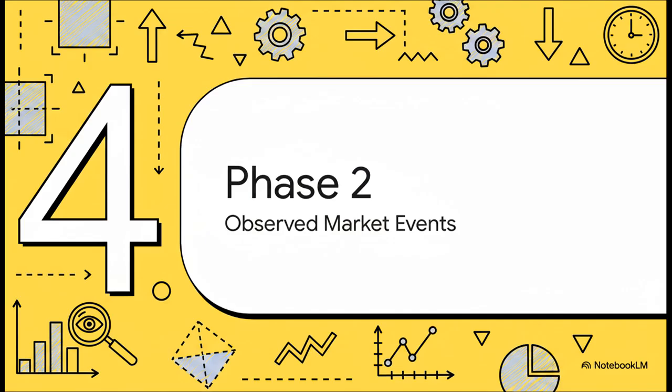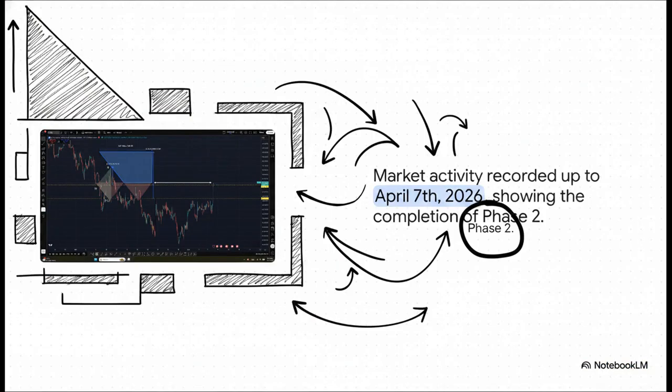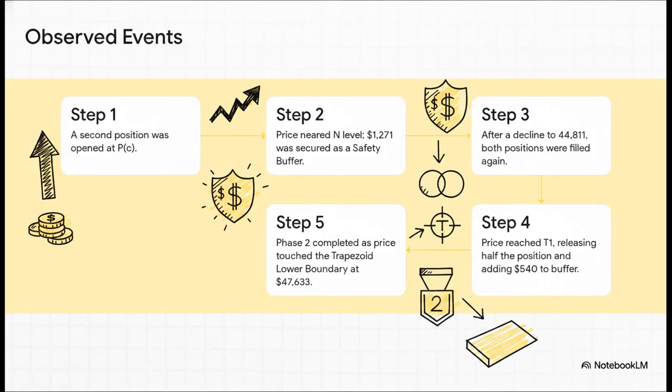Now for the interesting part, let's look at what actually happened in the market and document how phase 2 played out. And here you go. This is the chart updated to April 7th. You can now see how the actual price action moved in relation to that geometric structure we saw earlier. It's these movements that ultimately resulted in the completion of phase 2. Let's break down the sequence of events as they were documented.